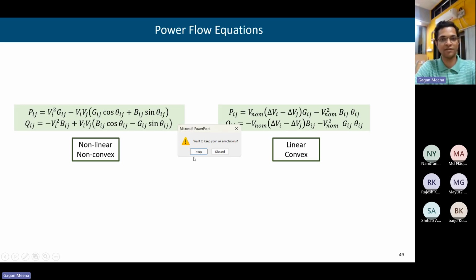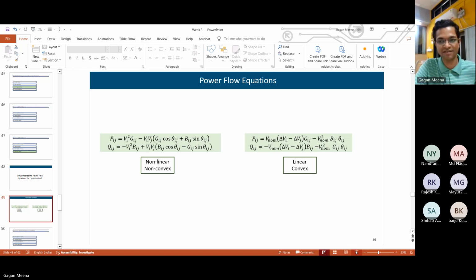And the original equations are nonlinear as well as non-convex. And then we linearize them and convexify them. So do you know about convex functions? What is a convex function?